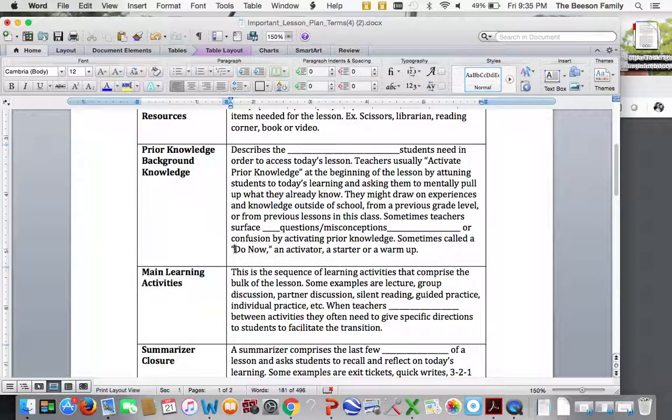Sometimes you can do this through a do now. Maybe the warm up is kind of activating their prior knowledge. Maybe the warm up is the frog says to the fish, "Draw what you think a cow looks like." And then the frog can see, "Oh, that's what he thinks the cow looks like. Okay, now I need to tailor my lesson to make sure that he really understands what a cow looks like."